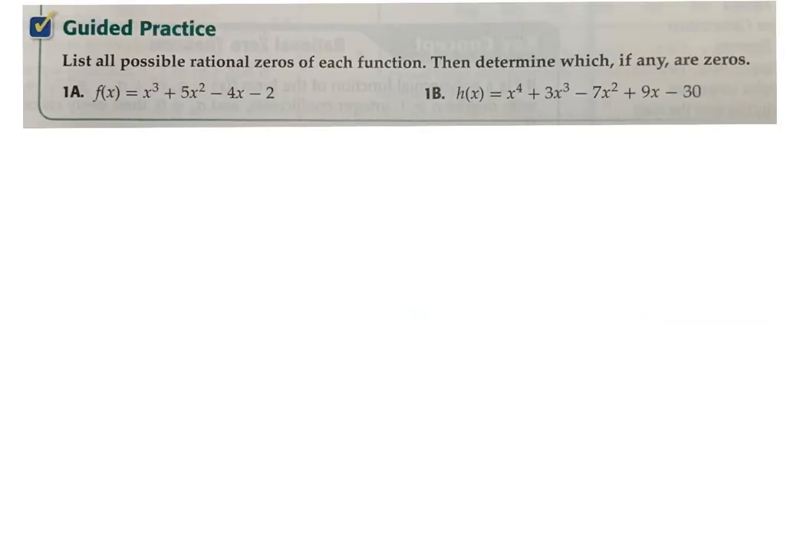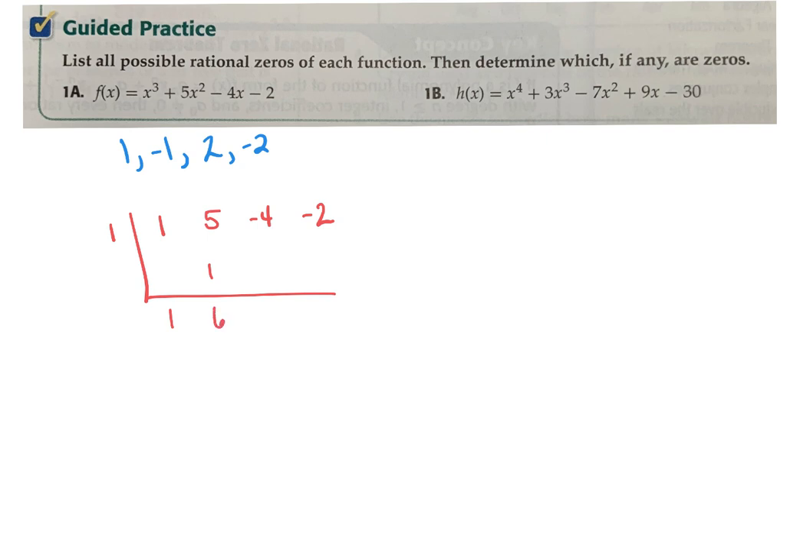Possibility should have been +1, -1, +2, and -2. All right? And then when you did this using 1, your x cubed was 1, your x squared was 5, your x was -4, and your constant was -2. And 1 was a factor there.